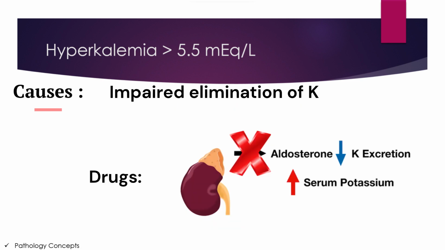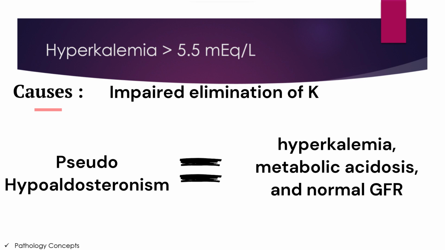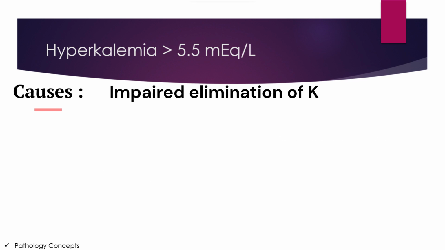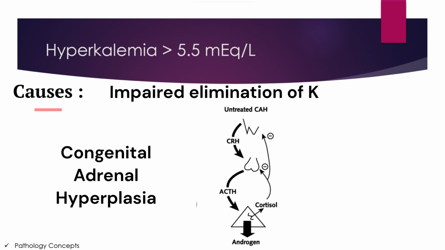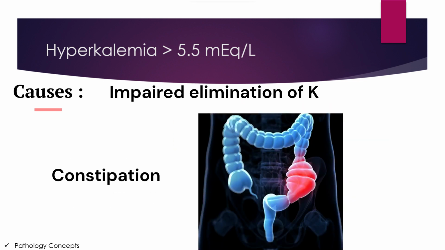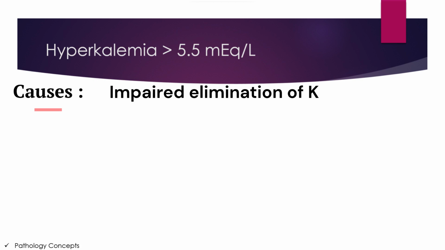Medications interfering with urinary potassium excretion. Hypoaldosteronism. Pseudo-hypoaldosteronism, which refers to a heterogeneous group of disorders of electrolyte metabolism characterized by hyperkalemia, metabolic acidosis, and normal GFR. Type 4 renal tubular acidosis, congenital adrenal hyperplasia, congestive heart failure, and constipation. These are all the causes of impaired elimination of potassium, which leads to hyperkalemia.